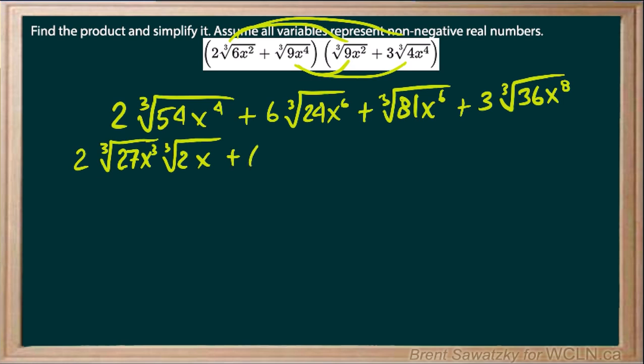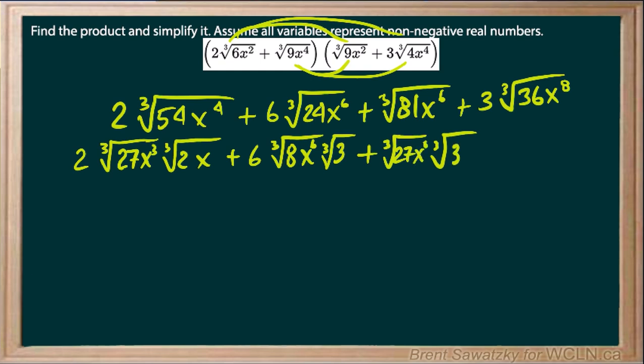Okay, the next one, 6 and 24, well, we recognize that as 8 and 3. And actually, we can take the cube root of x to the 6, so we wouldn't have anything left over there. So 81. So, oh, that would be 27 and 3. So let's break that down. So 27 and 3 and x to the 6, because we know the cube root of that, and no leftovers.